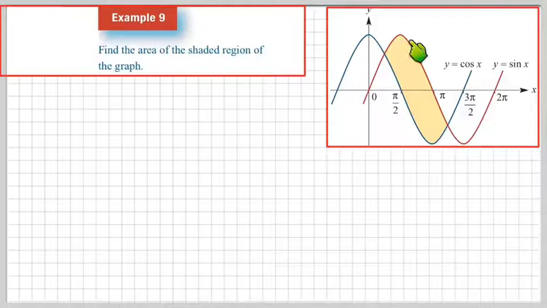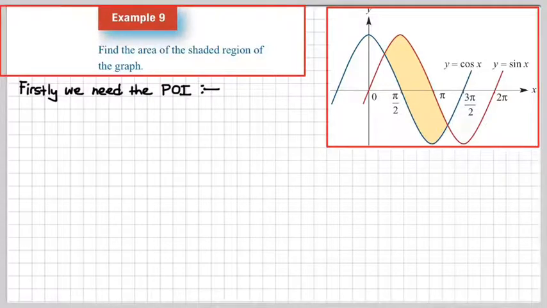I think it's red minus blue, don't you? Red minus blue from this one to this one will get us plus everything. Positive widths and positive heights, I think. So we better work out those POIs before we do anything else, yeah? POI. So, okay, we need to know where cos equals sine, don't we?